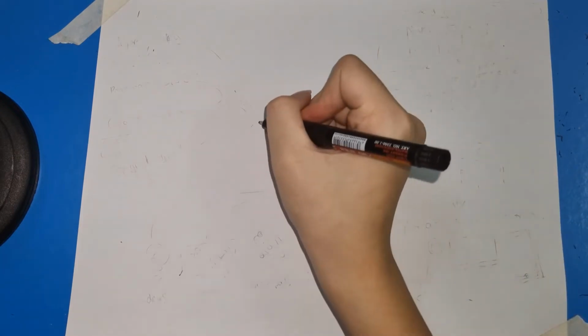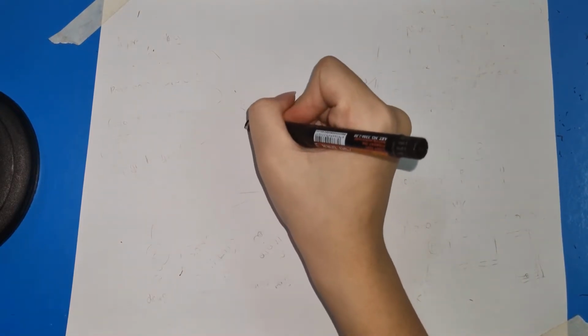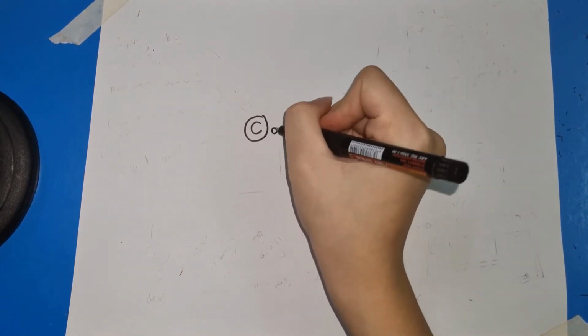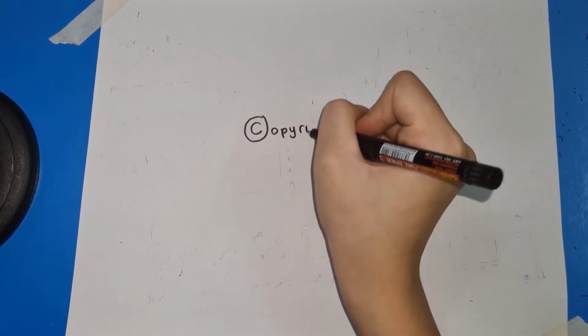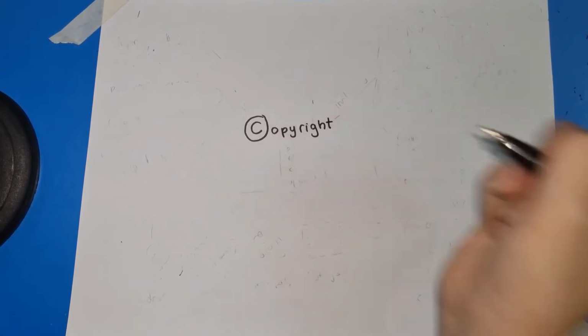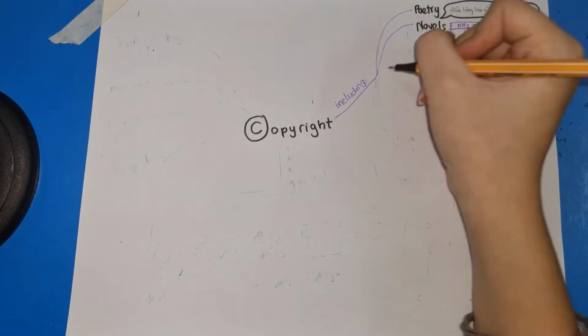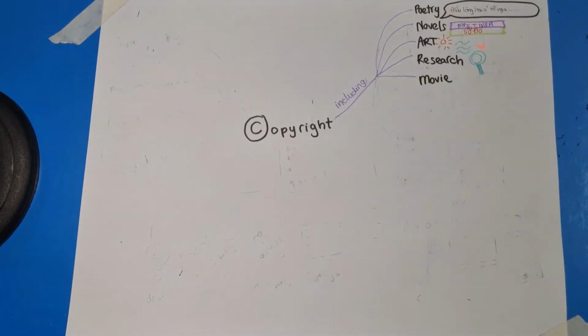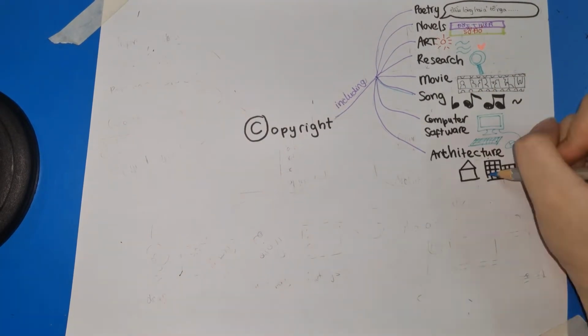What does a copyright protect? A copyright is a form of intellectual property protection that covers original works and is generated automatically by the creation of those works, including poetry, novels, other forms of original writing, art, research, movies, songs, other forms of audio and video materials, computer software, and architecture.